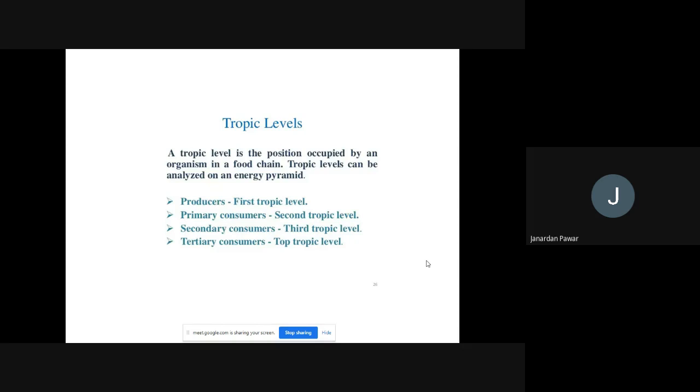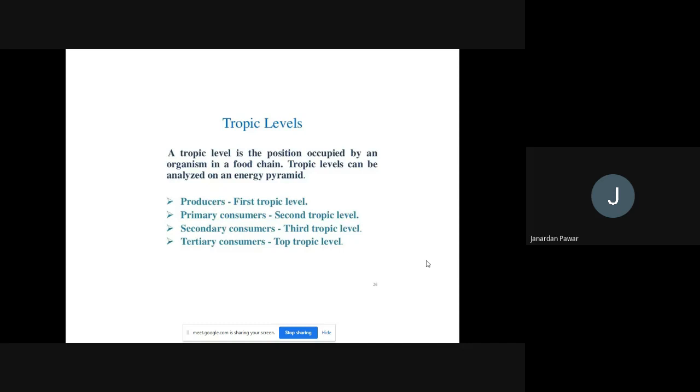Okay, so now we are going to talk about trophic levels. Trophic levels means what? A trophic level is a position occupied by an organism in a food chain. Trophic levels can be analyzed on an energy pyramid. See, trophic level is nothing but what? Not traffic, I'm not talking about traffic. I'm talking about trophic. Trophic level means a level which is occupied by an organism in a food chain.